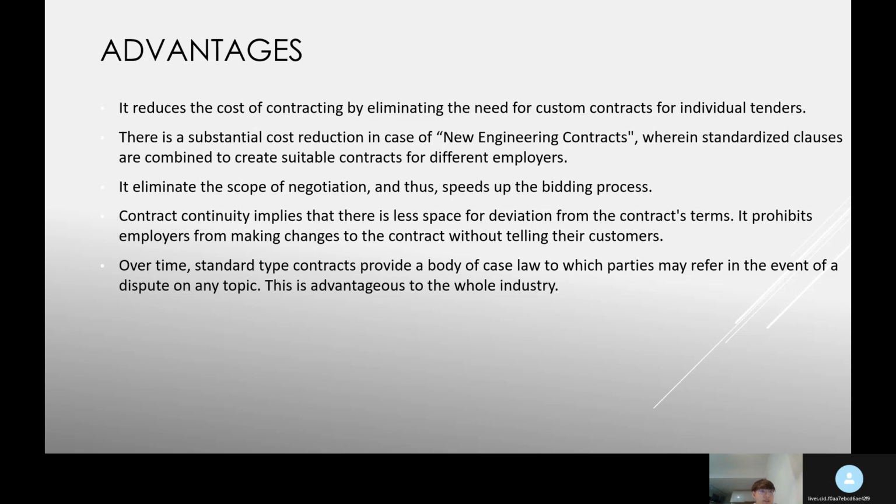The next advantage is that contract continuity implies there is less space for deviation from the contract's terms. It prohibits employers from making changes to the contract without telling their customers. The last advantage is that over time standard contracts provide a body of case law to which parties may refer in the event of a dispute on any topic. This is an advantage to the whole industry.